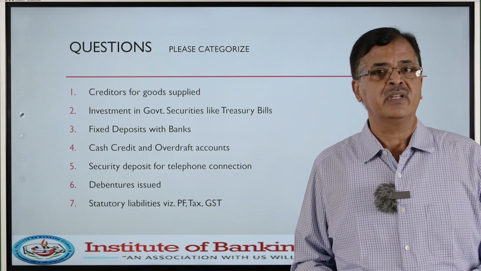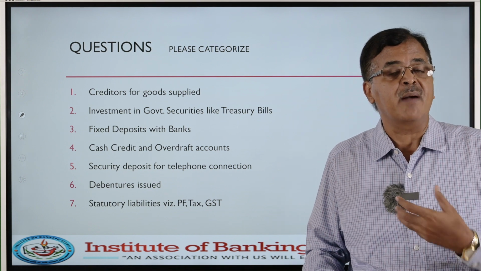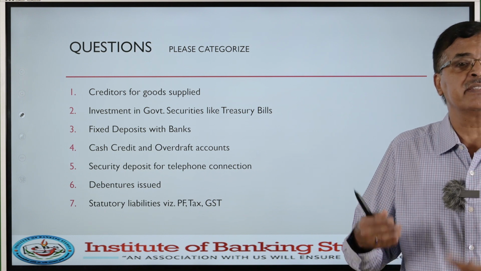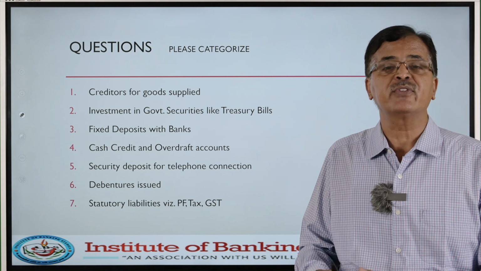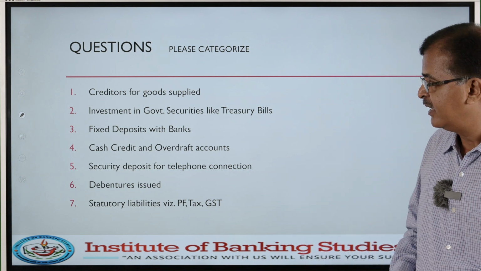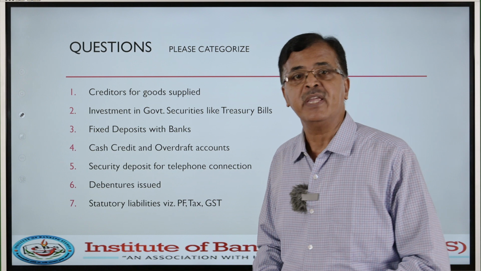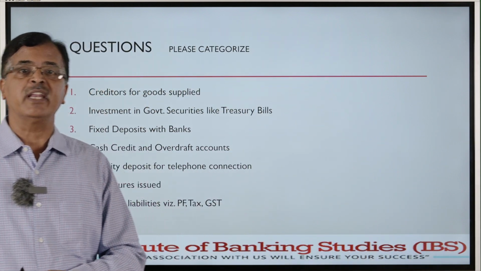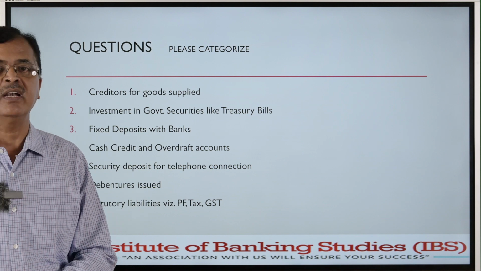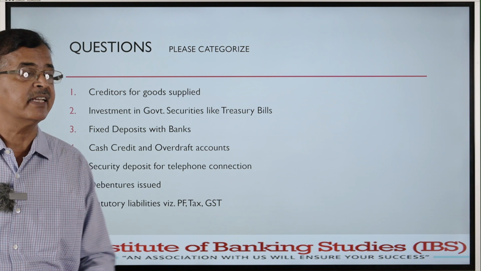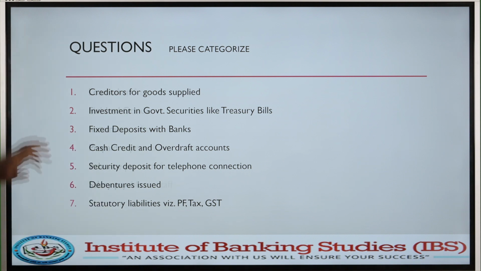Debentures issued. Debentures issued means the company has borrowed funds from outside on certain terms. Normally, debentures are issued for a period of 5 to 7 years or 6 years, like that. So it is definitely a term liability. Statutory liabilities with the PF and gratuity. Those statutory liabilities normally have to be repaid as early as possible. So it has to be remitted as early as possible. In that sense, it is a current liability.